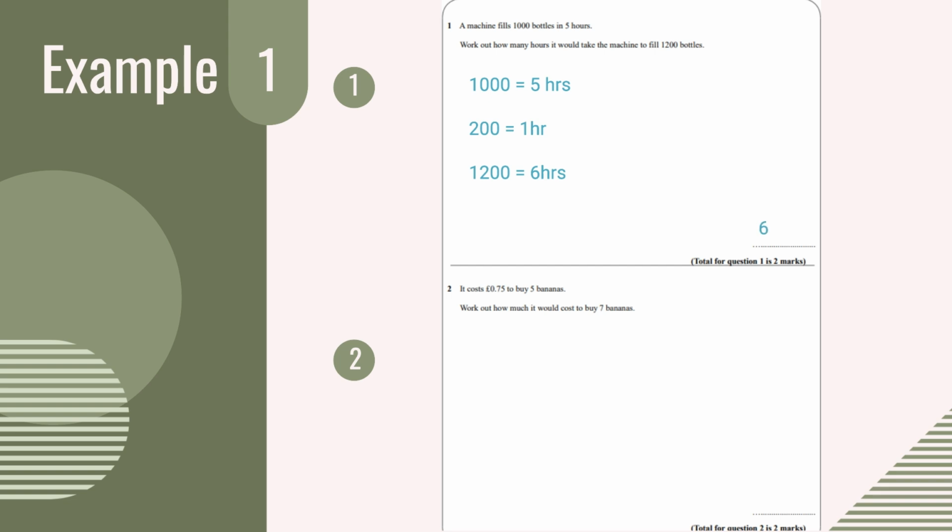In our second question, it costs 75p to buy 5 bananas. Work out how much it would cost to buy 7 bananas. So 75p equals 5 bananas, meaning 1 banana equals 15p. We times 15p by 7 to get £1 and 5p. So our final answer is £1 and 5p. Make sure you put the pound symbol.